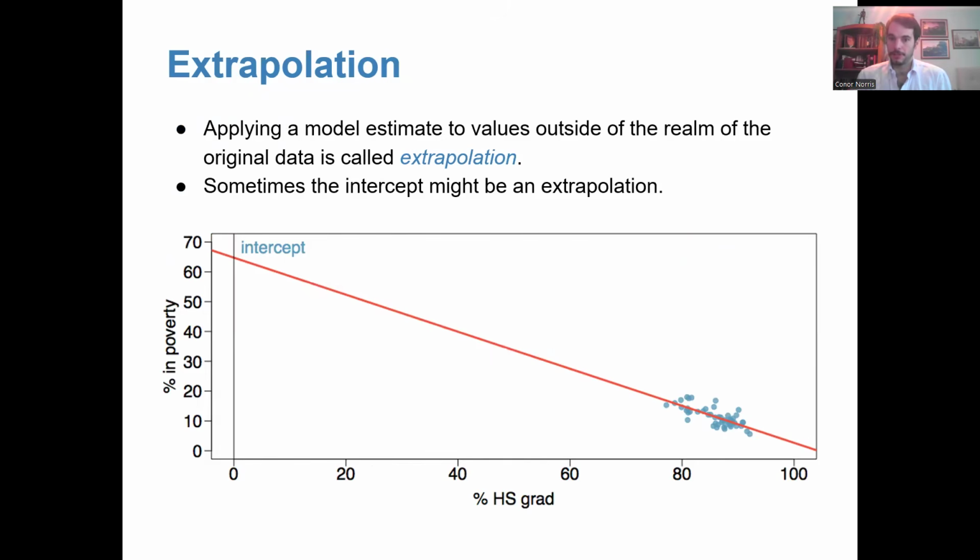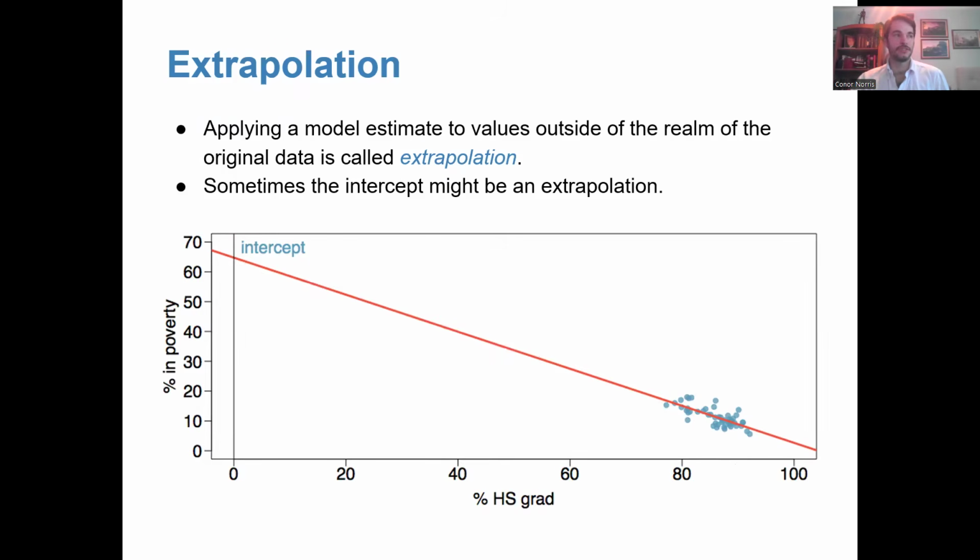Now, a note on extrapolation. Applying a model estimate to values outside of the range of the original data is called extrapolation, like looking at adult characteristics to estimate an infant's weight. Sometimes the intercept itself is an extrapolation. Notice here, pulling up this scatter plot from earlier, we had all of our data around here. There were no observations down even below 70, but we still have the intercept calculated for the line of best fit.